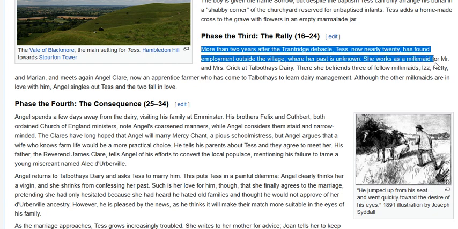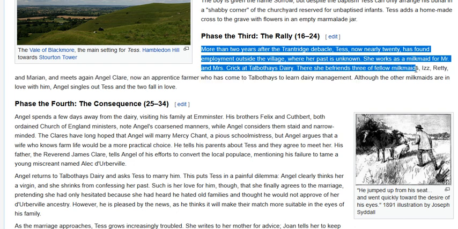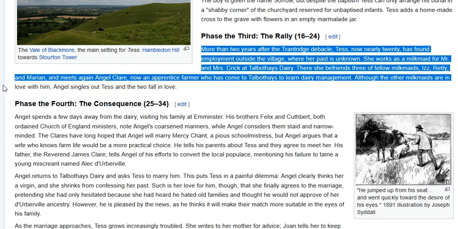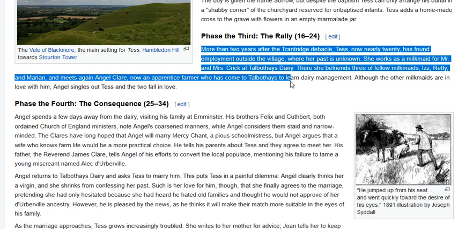She works as a milkmaid for Mr. and Mrs. Crick at Talbot's Dairy. There she befriends three fellow milkmaids, Izz, Retty, and Marian, and meets again Angel Clare, the second time they meet each other. Now an apprentice farmer, Angel Clare has come to Talbot's to learn dairy management.